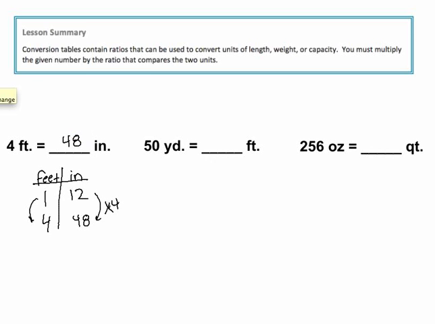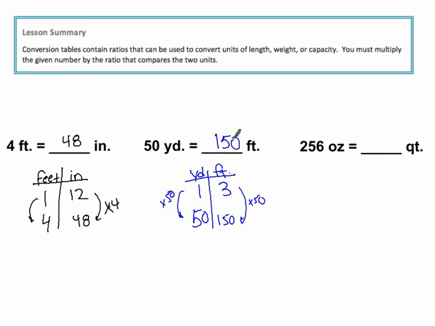The other side, now we're comparing yards to feet. And in 1 yard, we have 3 feet. So 3 feet is 1 yard. So if we have 50 yards, that means we're multiplying by 50. And that would give us 150 feet.